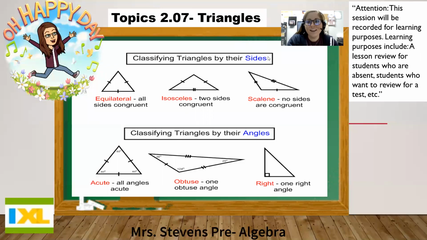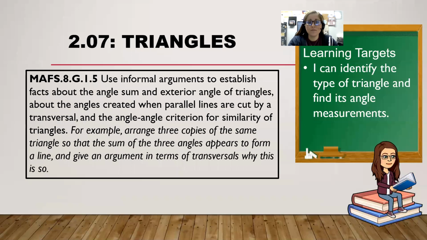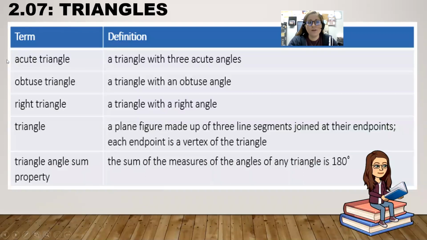Hey everyone, this lesson is going to cover Unit 2.07 on triangles. We're going to look at how to classify triangles by their sides, their angles, and what the angle sum theorem of triangles is. We want to be able to identify the type of triangle and also find its angle measurements. So some important definitions to keep in mind as we go through this lesson are these.